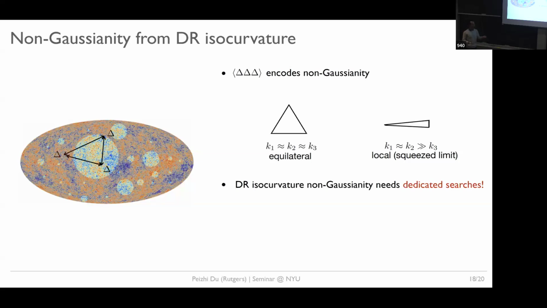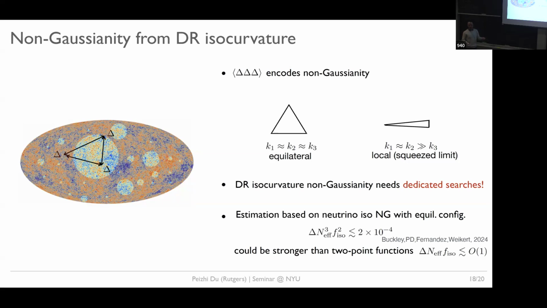But what we can do now is some estimates. We calculate the 3-point function for our models, and we pick one of the templates that is closer to our models, not exactly the same. The one we pick is one where the Planck collaboration studied neutrino isocurvature non-Gaussianities with the equilateral configuration. We use that to project or estimate the constraint on our models, and the estimated result goes like this, with different combinations of the parameters.